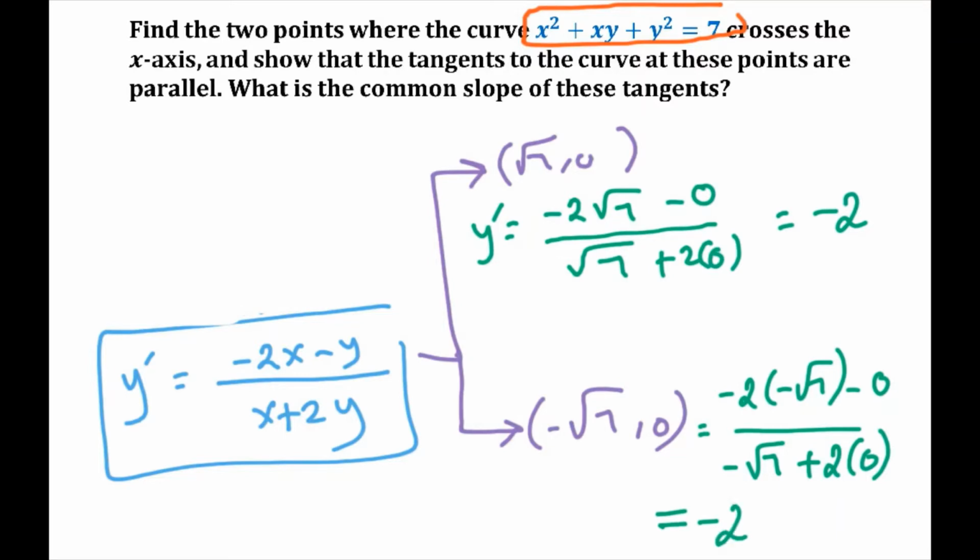So since the slope of the tangent line at these two points are equal, then the tangents are parallel. Okay, so the tangents are parallel. And why they are parallel? Because the slope is equal.